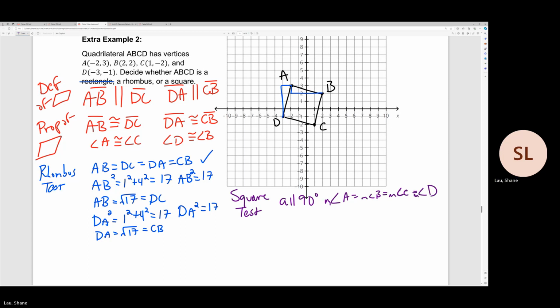Just like so. If we can show that these are all equal to each other, we'll be just fine. Well, this is a coordinate plane. The only way to determine that is if they have opposite reciprocal slopes. Opposite reciprocal slopes is what's going to tell us if these are 90-degree angles or not. The easiest way I find to do this is if I know the slope of AB.